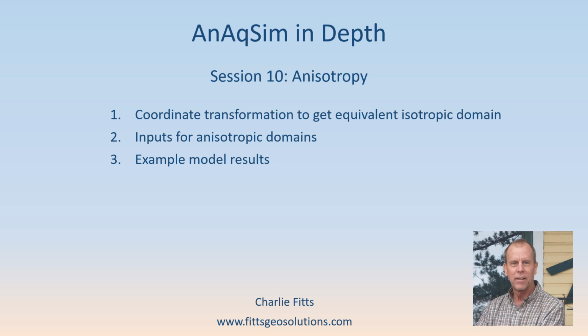Hello again. In this session, it's a quickie. We're going to talk about anisotropy. There are coordinate transformations that are made use of for anisotropy in the plane of a domain, and we'll talk about that. And that leads to an equivalent isotropic domain where we can superposition and do all the things we do with analytic elements. I'll talk about the different inputs that you need for anisotropic domains. And I'll show you one example model and how the anisotropy affects head contours, path lines, and so on.